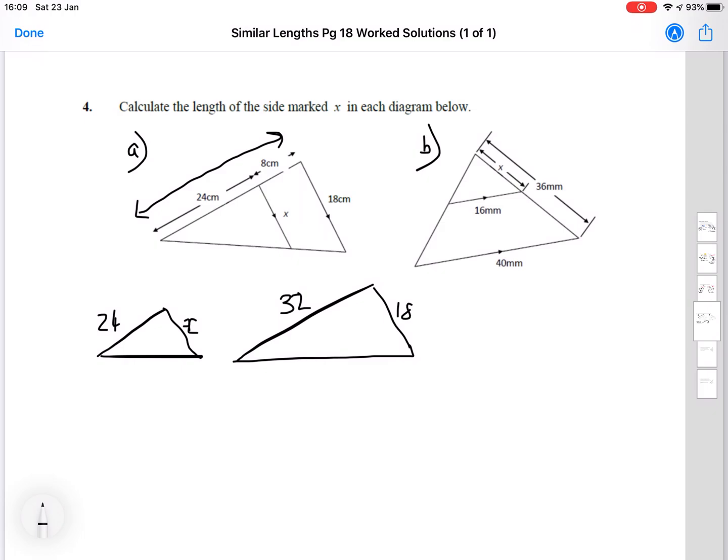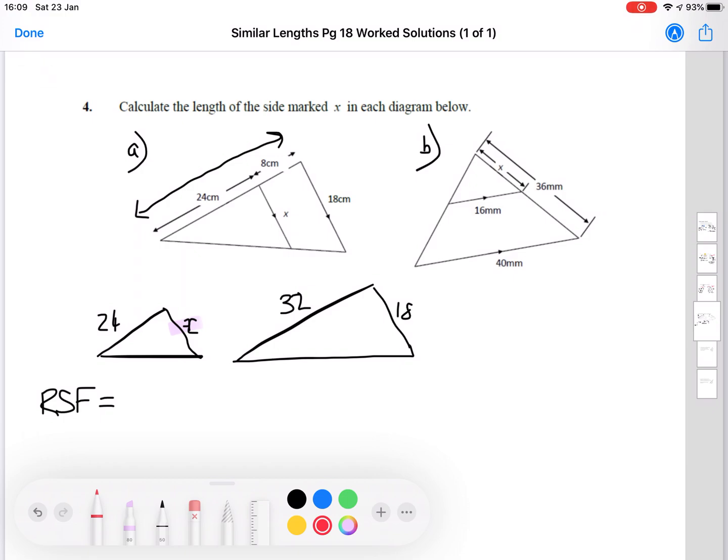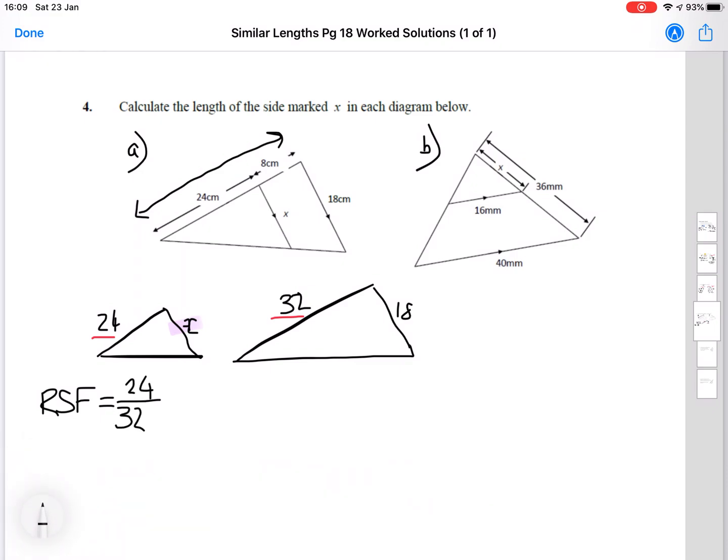Okay, so the side that is missing is here on our smaller triangle, so we're going to do reduction scale factor. And our pair of sides that correspond in each triangle is the 24 and the 32. For reduction scale factor, it's the smaller number on top, so 24 divided by 32. When you simplify that down, you get 3 over 4. So side X will be 3 over 4 times the side that matches with that, so times that 18. That's going to give us an answer of 13.5, and that question's in centimetres.